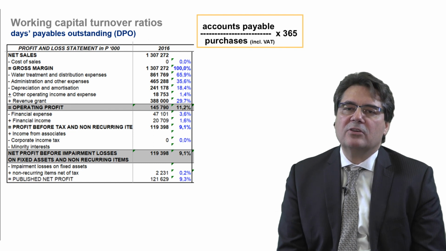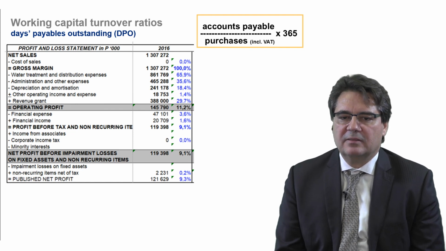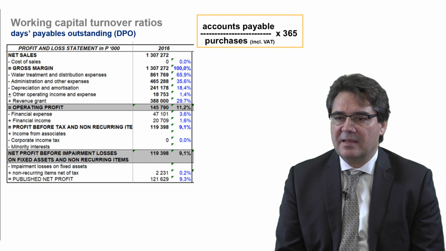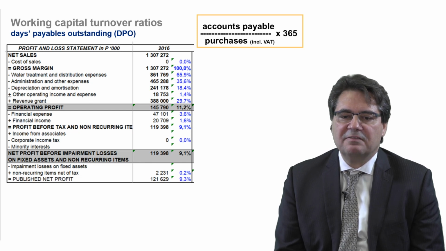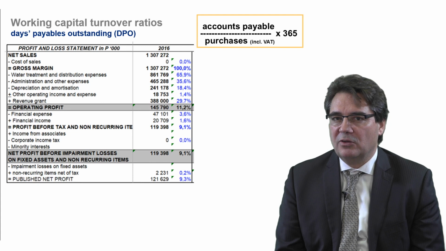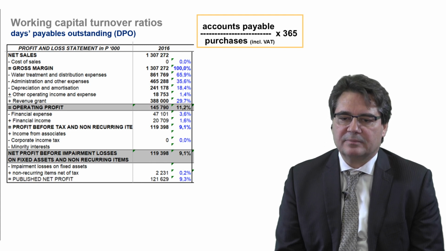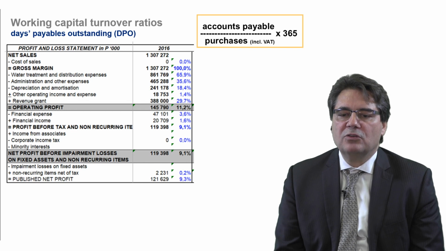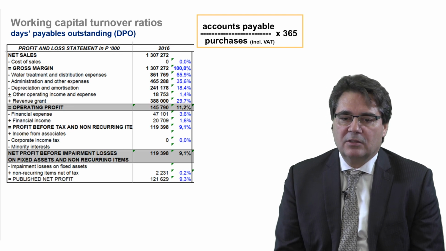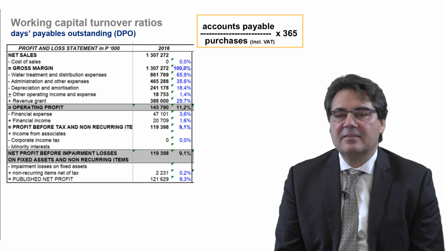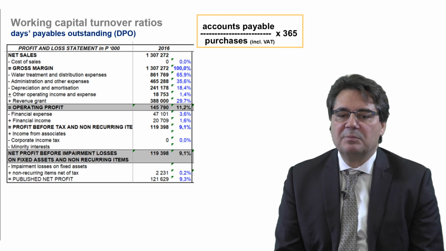Another instrumental ratio is the days payable outstanding, DPO. It is accounts payable divided by purchases, including VAT, multiplied by 365. This calculation uses the amount of purchases, which does not appear clearly on the P&L. Hence, we need to look for this information in the notes to the financial statement. Or we can use the water treatment, distribution and administration expenses to carry out a quick analysis. Don't forget to adjust the numbers with VAT since the P&L figures are displayed net of tax.